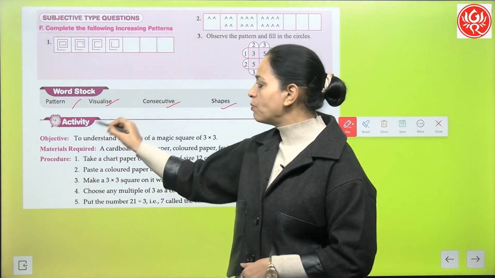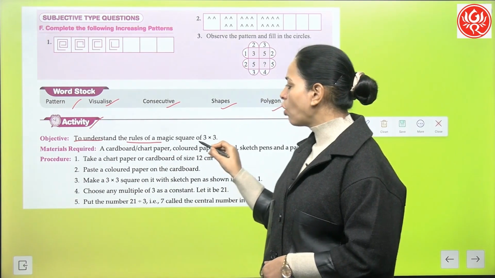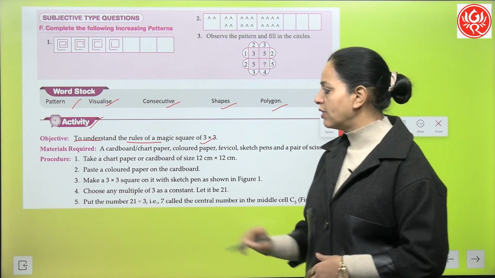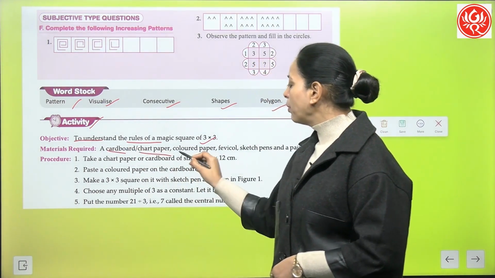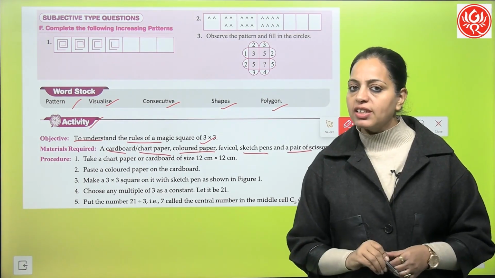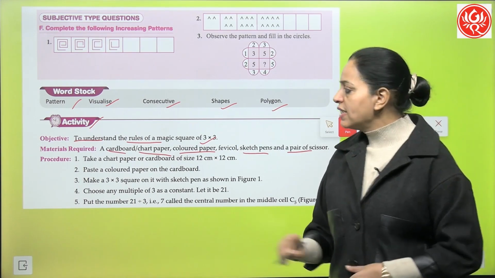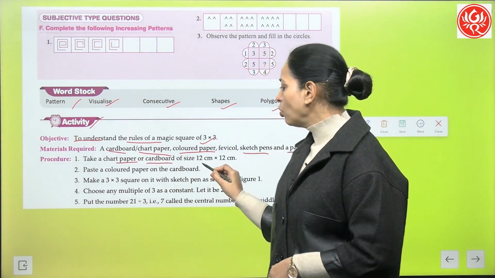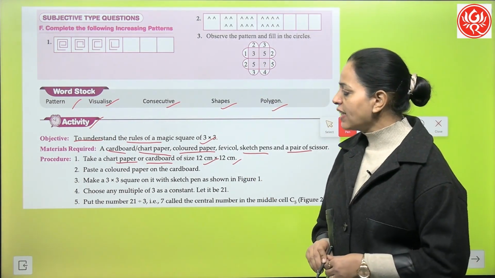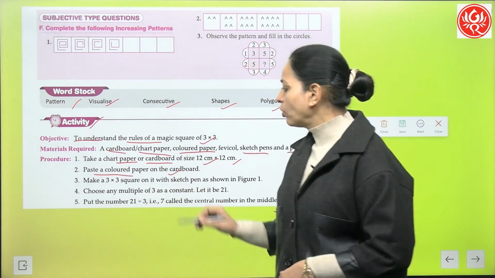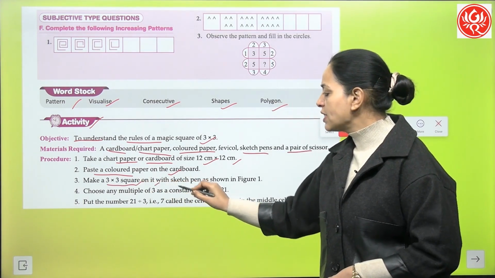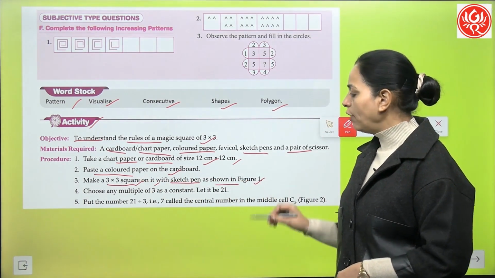Now activity, objective. To understand the rules of a magic square of 3 into 3. Materials required: a cardboard, chart paper, colored paper, Fevicol, sketch pens and a pair of scissors. Procedure. Step 1. Take a chart paper or cardboard of size 12 cm into 12 cm. The second step, paste a colored paper on the cardboard. The third step, make a 3 into 3 square on it with sketch pen as shown in figure 1.